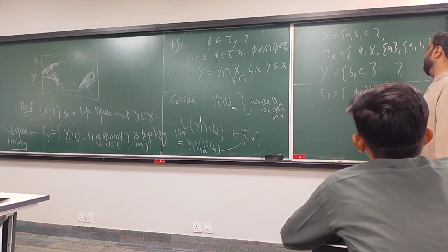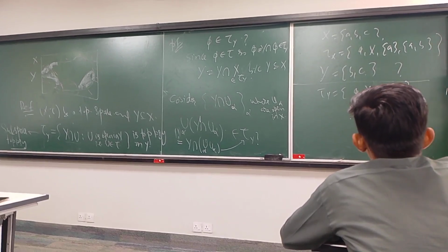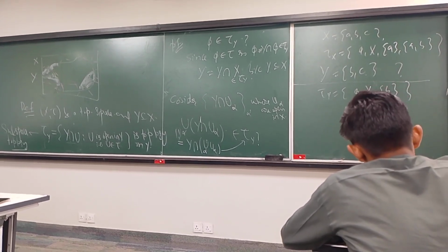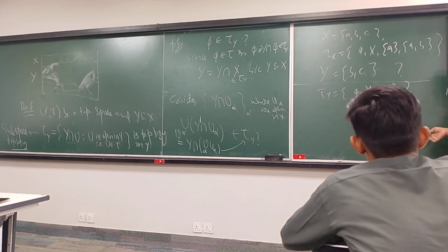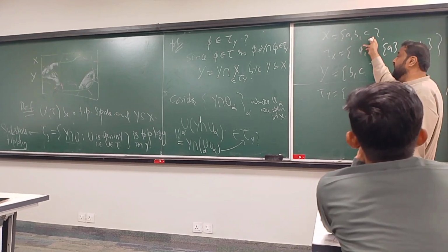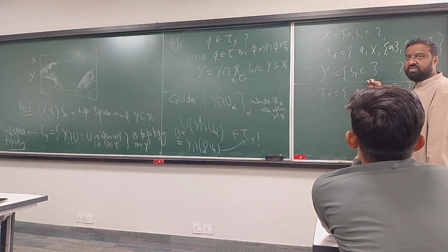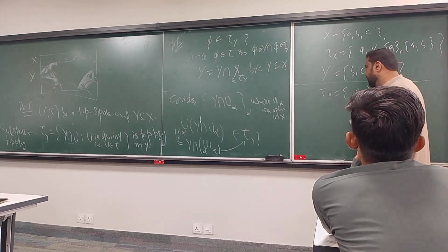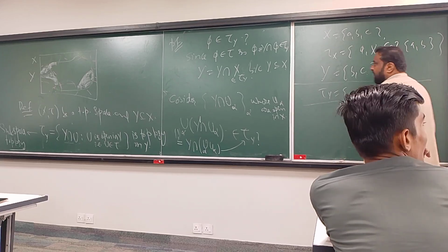B, sir. So that is going to be the Sierpinski topology. The subspace is the Sierpinski topology. So this is the topological space. You can take some other set, you can take {A, C}, maybe you get a different topology, and so on. Okay. Alright.